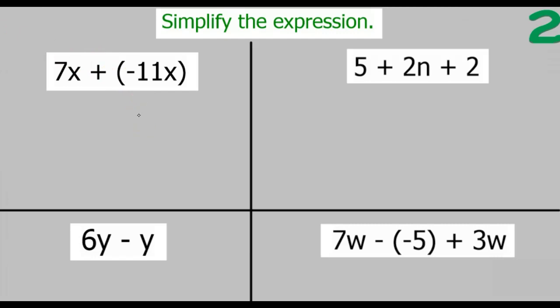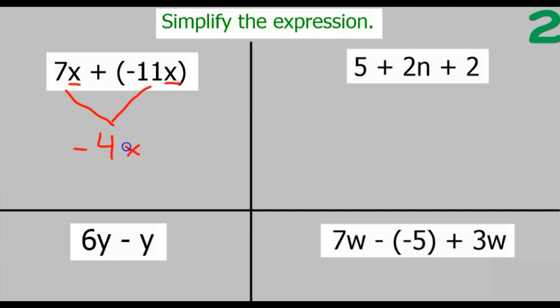Now what we're going to do today is work on combining like terms. So we're looking for terms that have the same ending, either the same variable or they don't have an ending at all. So we have 7x plus -11x. Well, I see that they both have x's. So what I'm going to do is I'm going to combine them. And I combine them by just doing whatever it says. So it says 7 plus -11. 7 plus -11 gives me -4.